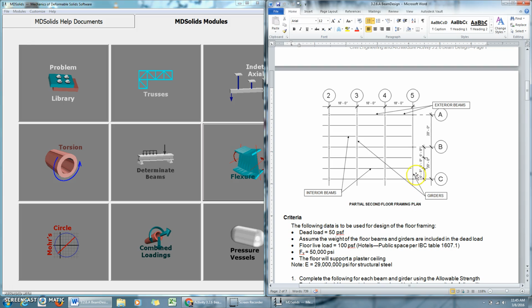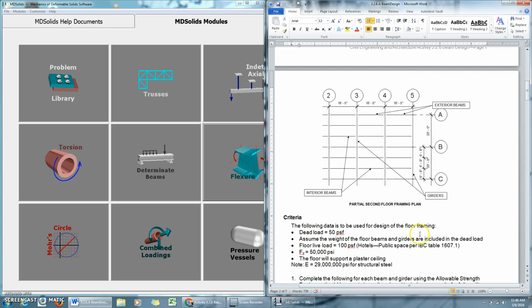We're going to multiply that by my tributary width, and that's going to give us our total load per lineal foot as I go across this beam. So the total load on this beam per foot is 150 times 6.66, and that comes out to be around 1,000 pounds. So 1,000 pounds per foot as I go across here. This beam is going to be responsible for holding up 18,000 pounds total, since this is 18 feet long.